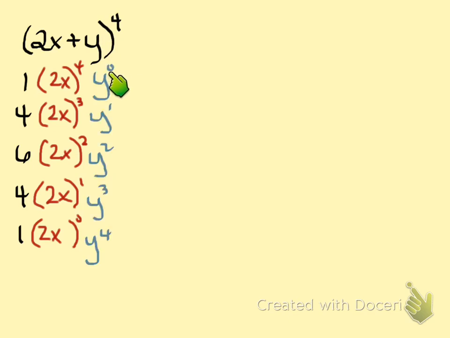So starting with 0, 1, 2, 3, 4, whoops, 1, 2, 3, 4. And now you're going to multiply across each row. You know, anything to the 0 power is equal to 1, so I'm just going to take those off. And 2 to the 4th is not 8. And it's not 2x to the 4th, it's 16x to the 4th.